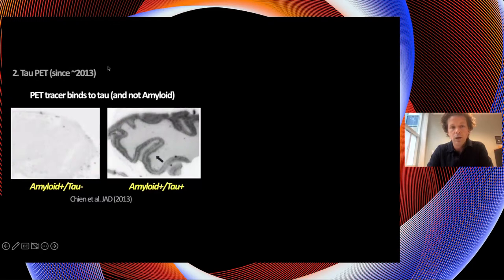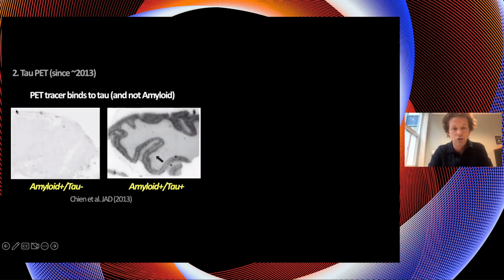So for tau PET, it took a little longer, and the main idea is that it's very difficult to synthesize a PET tracer that actually measures tau pathology. And the difference with amyloid pathology is that the target we're measuring is intracellular in the case of tau pathology. So the PET tracer needs to cross the blood-brain barrier, which is challenge one. And then in addition, it needs to cross the cell membrane as well. So this took a little bit longer, but in 2013, this was the first description of an efficient tau PET tracer in the brain. You can see when they were validating the tracer, this is brain tissue of an individual that was amyloid positive but tau negative.